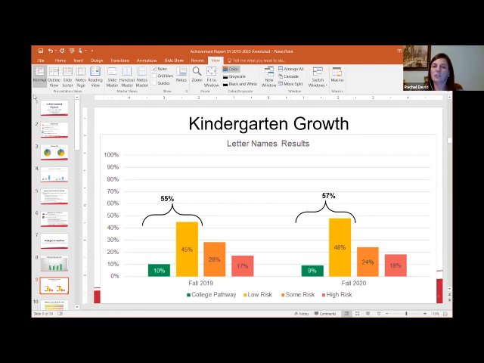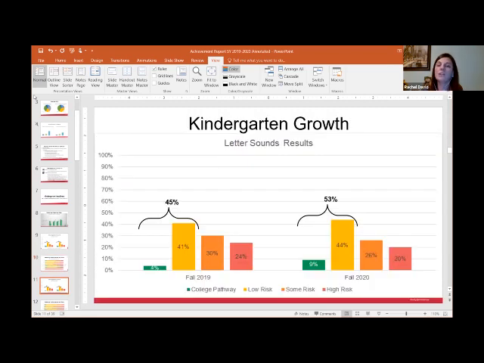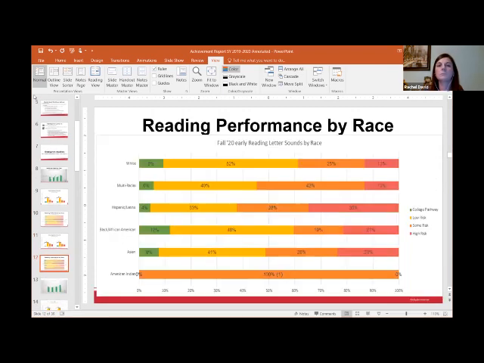This is where we start to see a little bit of variation in how we're reporting our data. These were the subtests that we decided to add some comparison data for, in determining how our students are doing. We looked at letter names, and you can see here that we've made a 2% growth. And this is that same subtest, but in relation to reading performance by race. The second subtest for reading was letter sounds. Again, you can see 6, 7, 8% growth there. And again, our reading performance by race within that same subtest of letter sounds.